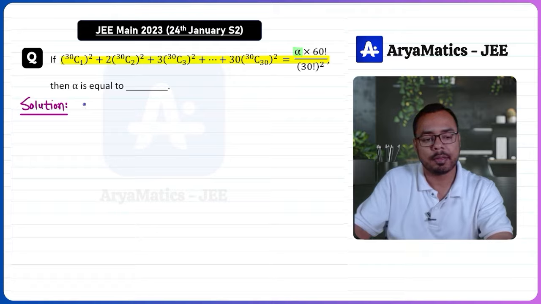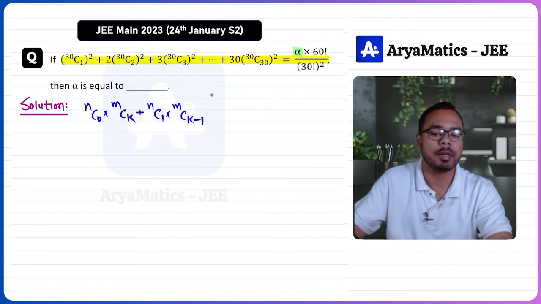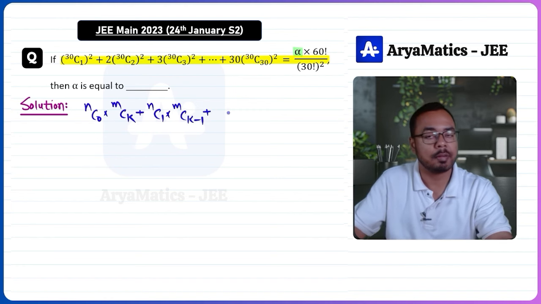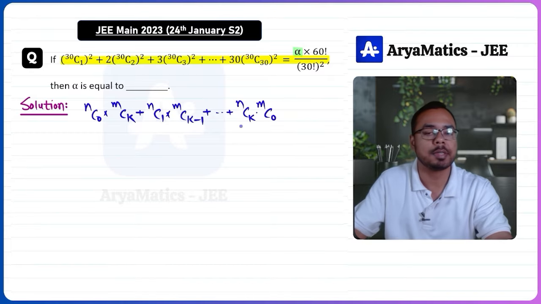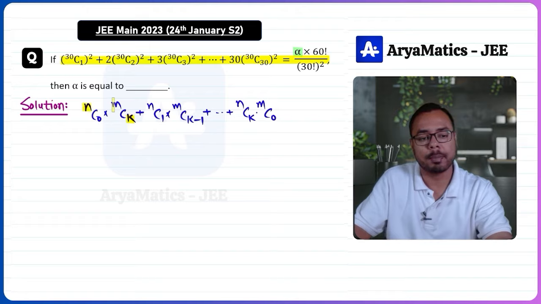So the formula is that if I have nC0 into mCk plus nC1 multiplied by mC(k minus 1), and in this manner it will continue, the last term being nCk multiplied by mC0. So this is nothing but the number of ways of selecting k objects from m plus n distinct objects, right?